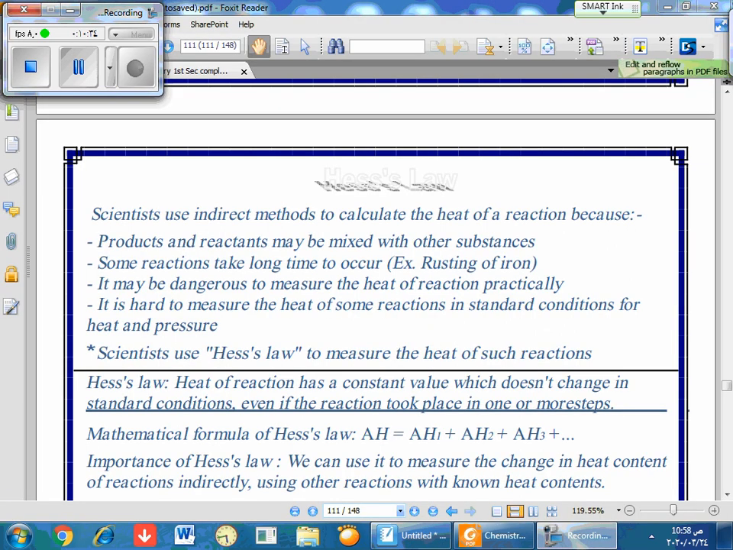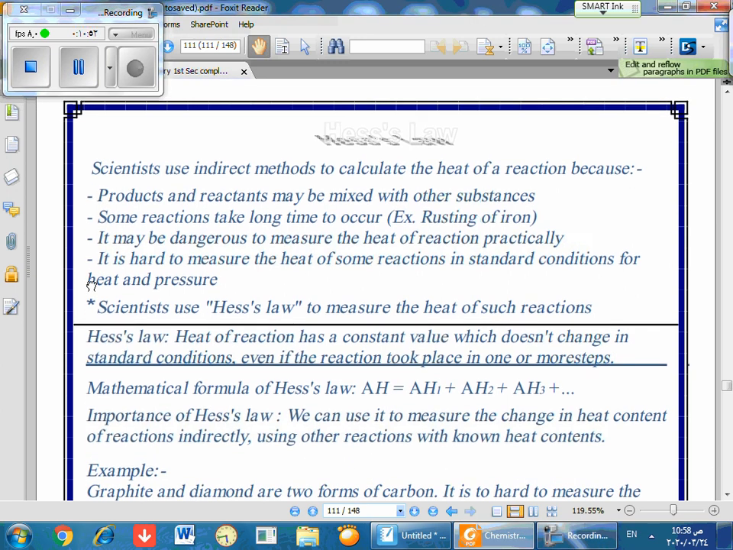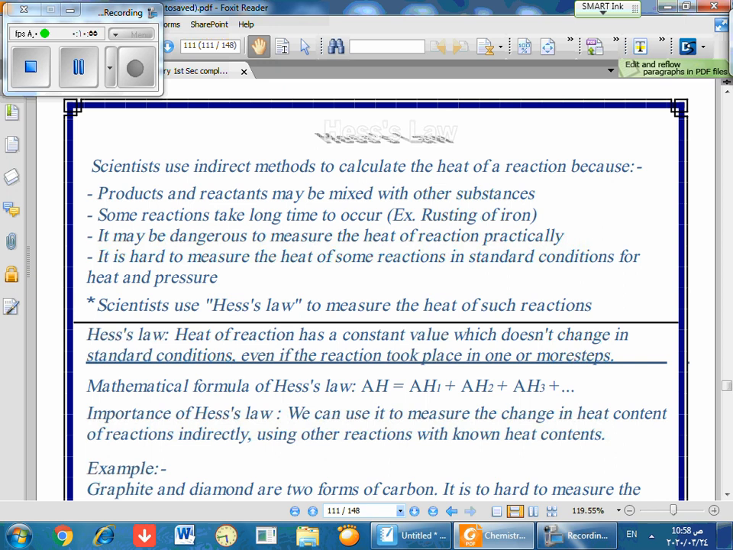Finally, we'll talk about Hess's law. The change of heat of the main reaction, we can't always measure it, because it depends on some factors. For example, product and reactant may be mixed with other substances. Some reactions take a long time to occur, for example, rusting of iron, which may take 1 month or 2 or 3. It may be dangerous to measure the heat of reaction practically.